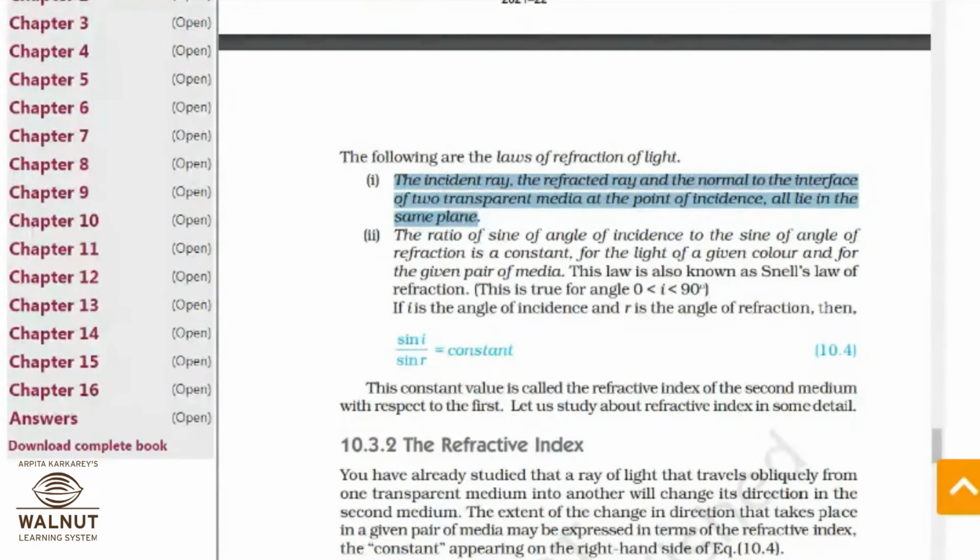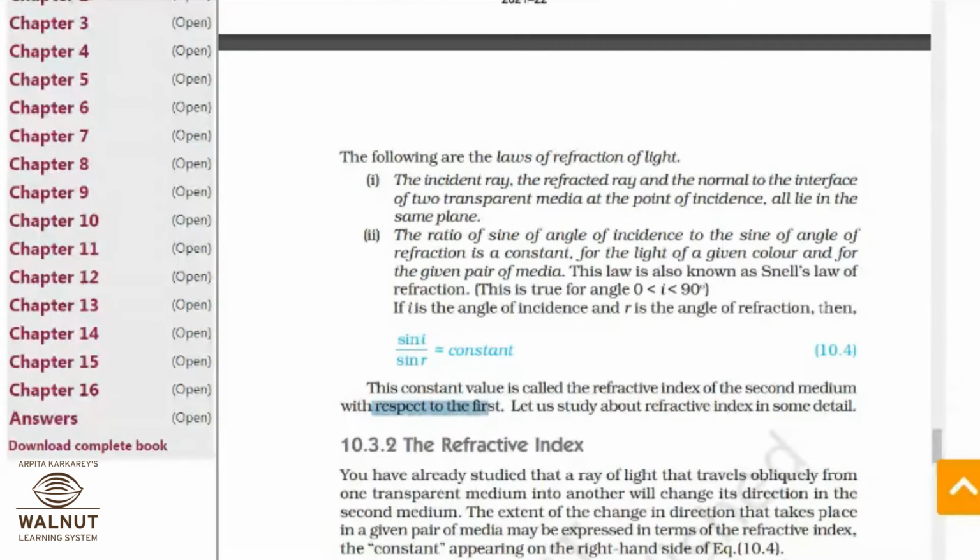Correct? And the second law is that the ratio of the sine of the angle of incidence to the sine of the angle of refraction is constant. When is it constant? For light of a given color and for a given pair of media. So if you are taking air and glass, the refractive index, or this ratio of the angle of incidence and angle of refraction, will be constant.